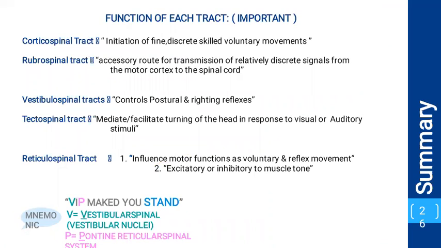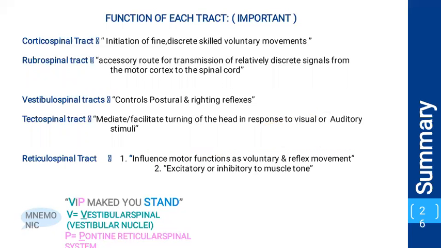Now each function we will look into, each tract. Corticospinal tract is mainly for fine, discrete, skilled voluntary movement. Rubrospinal is mainly an accessory route for transmission of relatively discrete signals from motor cortex to spinal cord. Vestibulospinal controls posture and righting reflex. Tectospinal mediates or facilitates turning of the head in response to visual or auditory signals. Reticulospinal tract either excites or inhibits the voluntary muscle tone. Other than that, it has some influence on motor function and reflex movement.